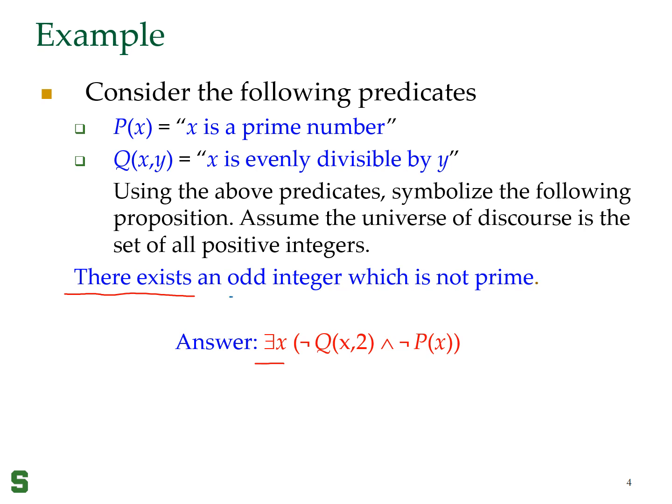By odd, we mean that 2 is not a factor. So Q(x,2) means x is evenly divisible by 2. That means that x is even. We are negating that. That will give us that x is odd. We want x to be not a prime. P(x) says that it is a prime. We wanted it not to be a prime, so we have a negation in front of it.